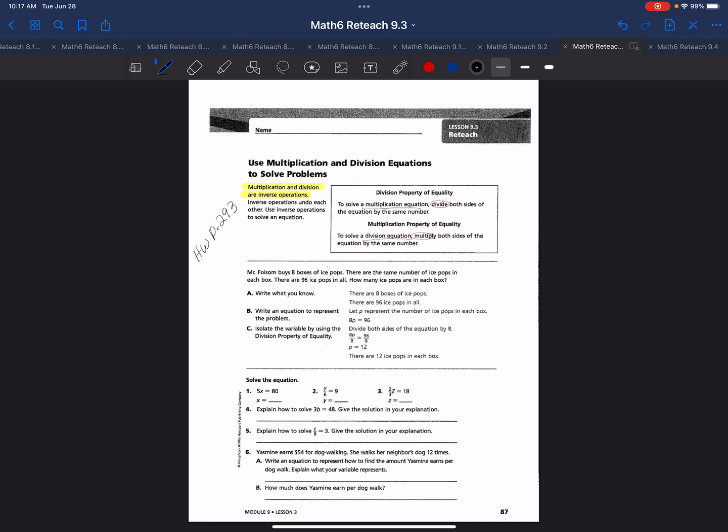All right, let's do this one. Mr. Folsom buys 8 boxes of ice pops. There are the same number of ice pops in each box, and there are 96 pops in all, so that's your total. How many ice pops are in each box? So that's what we're finding out. So let P represent the number of ice pops in each box.